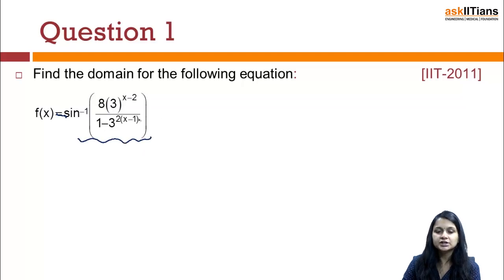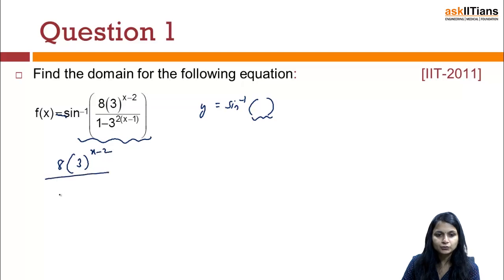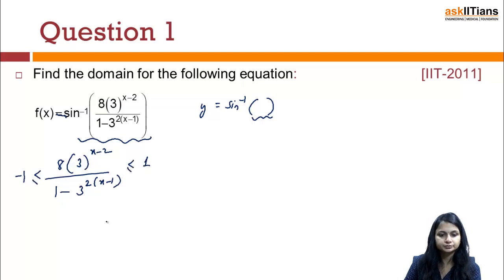This is a sine inverse function. We know that if we have y equal to sine inverse of something, this will always lie between -1 and 1. So I can put it like this: 8 times 3 raised to the power x minus 2, upon 1 minus 3 raised to the power 2x minus 1, will lie between -1 and 1. Now to solve this, I can say that 3 raised to the power x equals y, because it will be easy to handle.